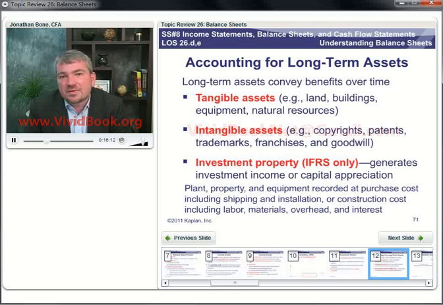Now notice with our plant, property and equipment, we're going to record them at purchase cost, including any costs of shipping them, installing them, or if we're manufacturing them ourselves, constructing them, including labour, materials, overheads and interest. So we can include in the cost of our assets all of the costs of getting the asset into its current location and working condition.